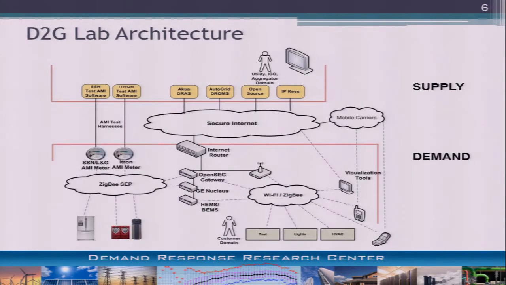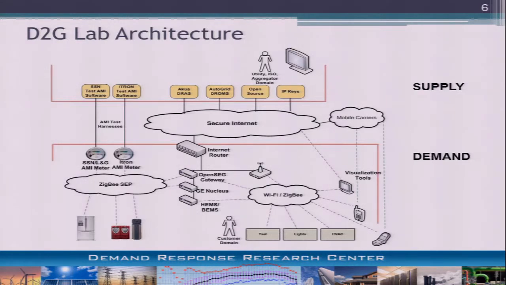Everyone has an architectural drawing. So this is supply versus demand separated vertically, and in between are the communications paths that are used to transfer messages across them.